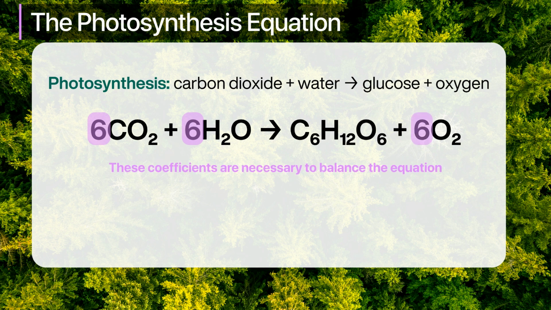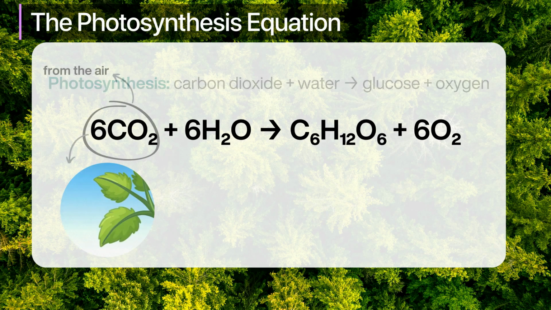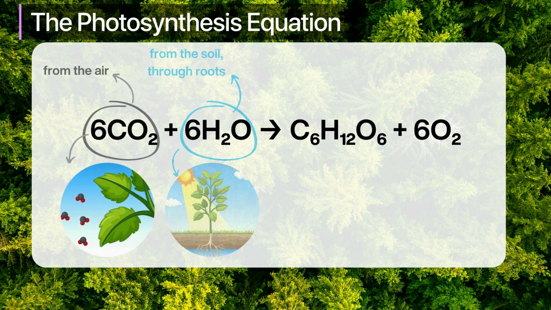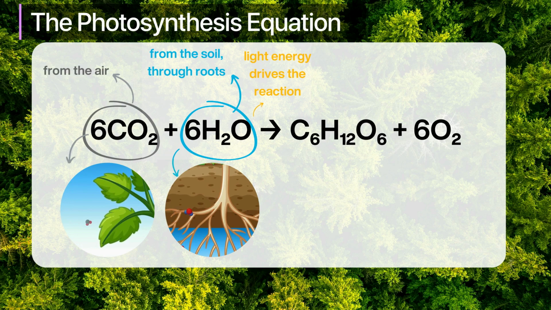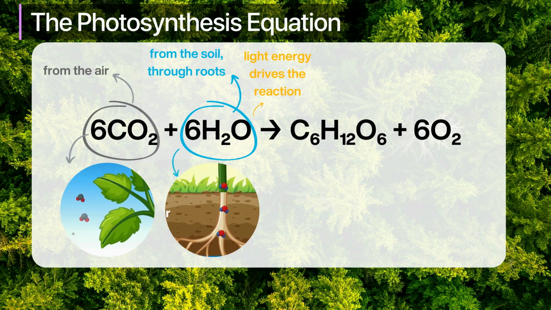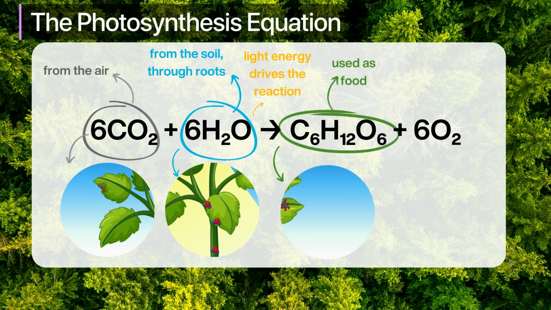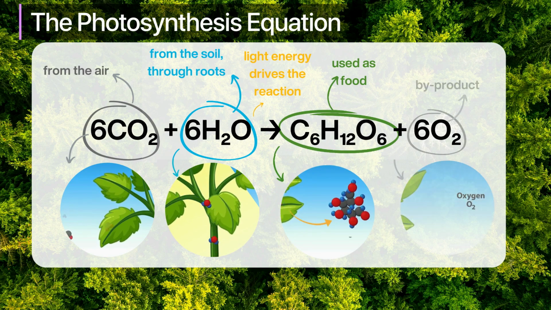If you're unsure why this is the case, make sure to watch our chemistry lesson on balancing equations, which covers this in detail. Here's what each term in this equation means in photosynthesis. Carbon dioxide is taken from the air. Water is absorbed from the soil through roots. Light energy, usually from the sun, drives the reaction. Glucose is produced and used as food by the plant. Oxygen is released into the air as a byproduct.